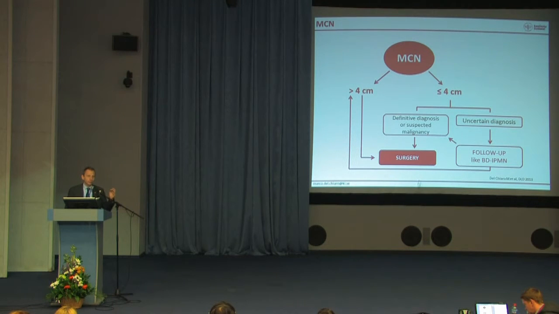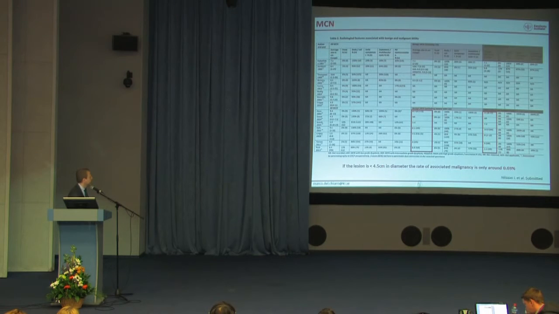So instead of doing surgery for nothing, probably you can wait a little bit. What we state is that when the lesion is less than 4 cm and you have no clear diagnosis, you could safely follow those lesions and then go to surgery only when they reach 4 cm. You already saw before in this review we made that the risk for cancer or malignancy in MCN less than 4 cm is 0.03%, and none of those that developed cancer had no worrisome feature. So 4 cm without worrisome features, basically the risk is zero. Zero doesn't exist, but still, very close to zero. So much less than the risk you have with surgery.